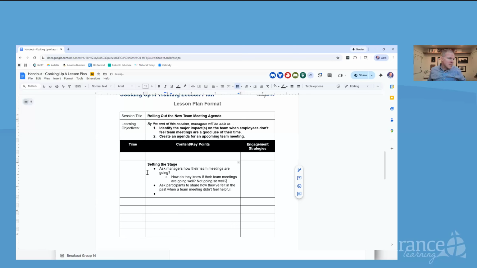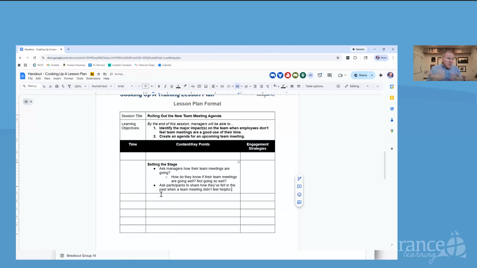Yeah, love it. So we have a couple of options. Maybe we ask both of those questions, maybe we leave it to one. But either way, that sets the stage for making this less about "you have to do this because we say so," and more about, let's hear: how are your team meetings going? How do you know that they're going well? Have you ever been in a team meeting that didn't feel very helpful? What did that feel like? What did that look like? What made it not helpful?